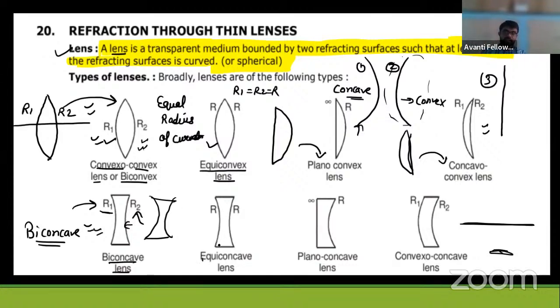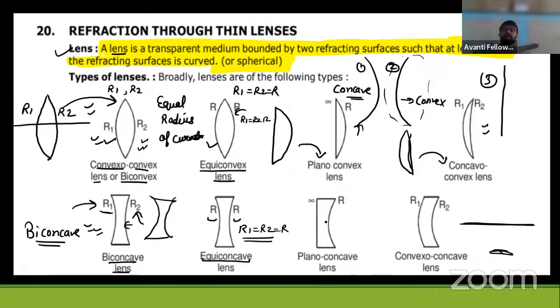And again, you can name it equiconvex when both of the radii of curvature are the same, that is R1 equals R2 equals R. In convex, R1 is not equal to R2. But when R1 equals R2 equals R, this is equiconvex. Okay, clear? Is this thing clear, students? Okay.